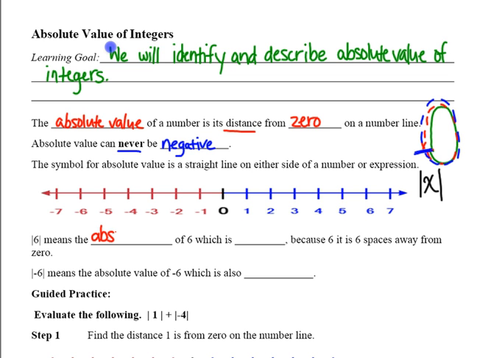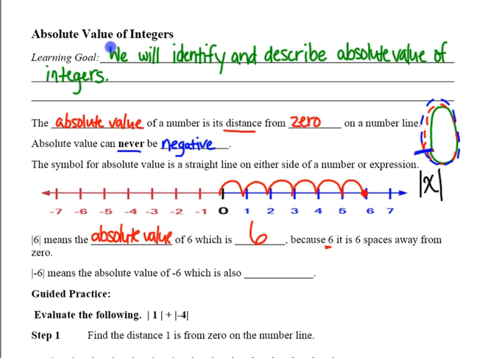the absolute value of 6, which is, if we start at 6 on the number line, and we count how many jumps we take or how far away it is from 0, there's 3, 4, 5, 6. We know that the absolute value of 6 is 6 because the number 6 is 6 spaces away from 0.